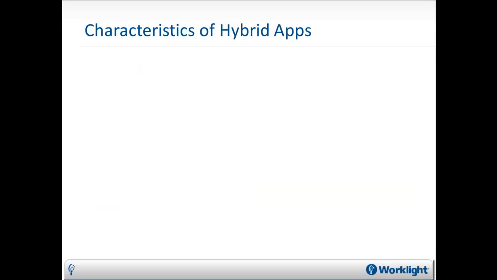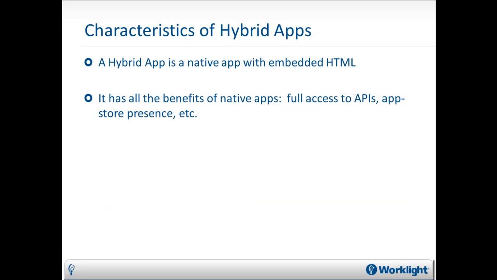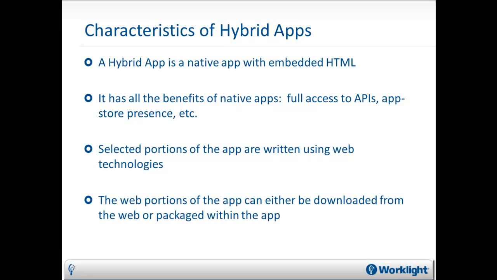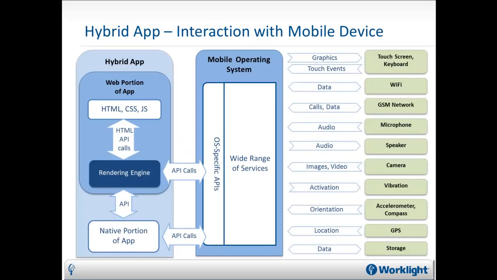A hybrid app is a native app with embedded HTML. It has all the benefits of native apps, full access to APIs, App Store presence, and so forth. Selected portions of the app are written using web technologies. The web portions of the app can either be downloaded from the web or packaged within the app. Let's go back to our familiar diagram and examine how hybrid apps operate.